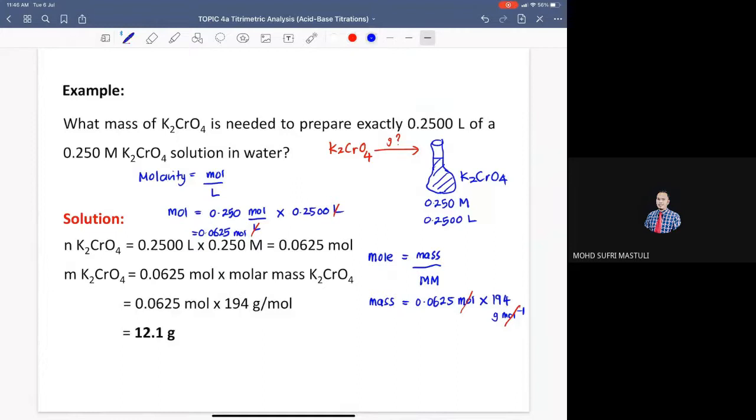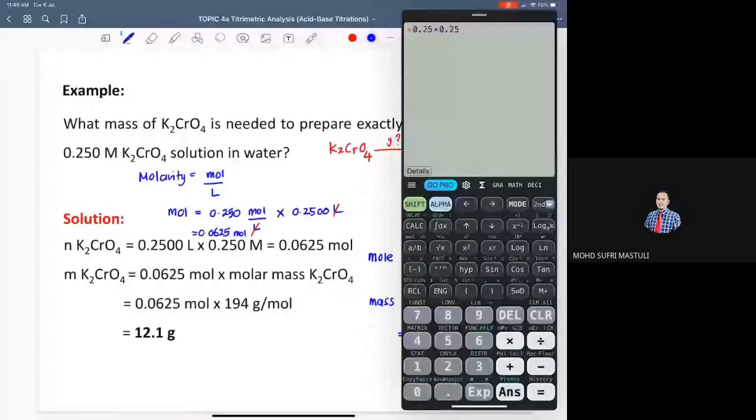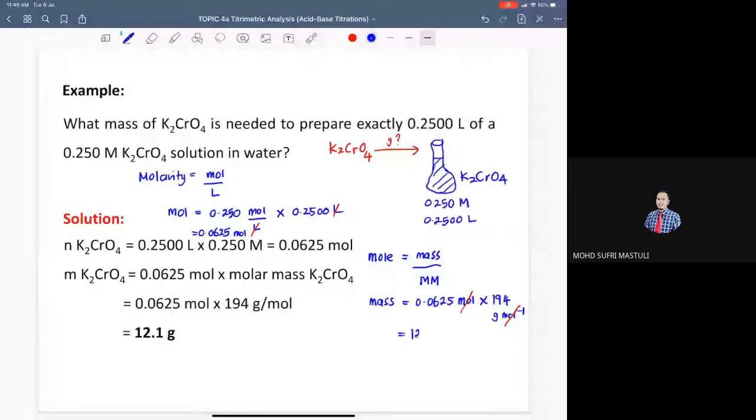So you use your calculator. 0.0625 times 194. So the answer is 12.1 gram. So it's a very simple calculation. You just use a simple formula, molarity, and also the mole number. But the most important thing is you have to understand the equation, what the equation wants.